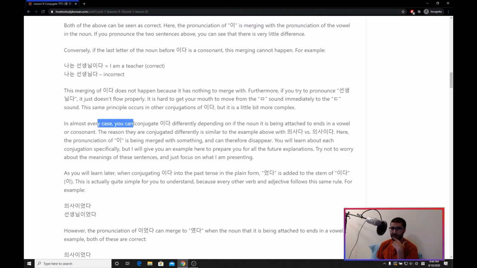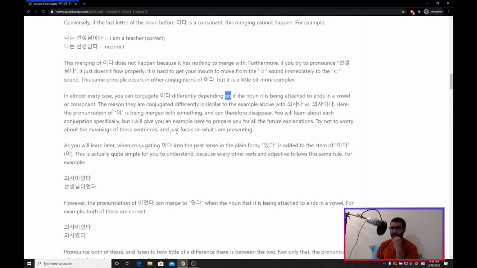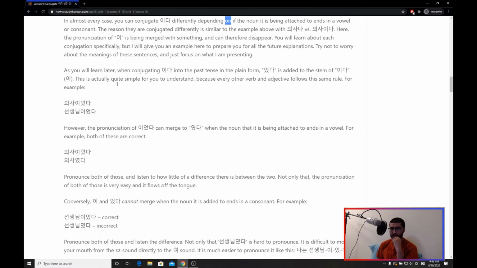In almost every case, you can conjugate ida differently depending on the noun. If it's okay, I think we've done this enough.